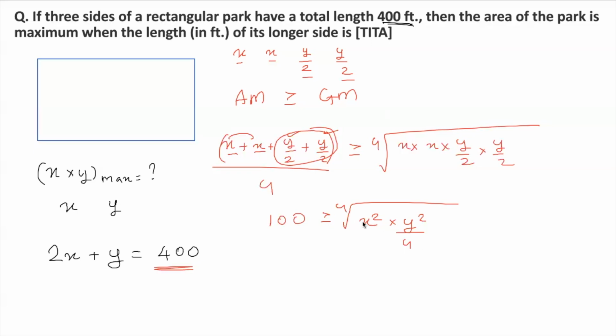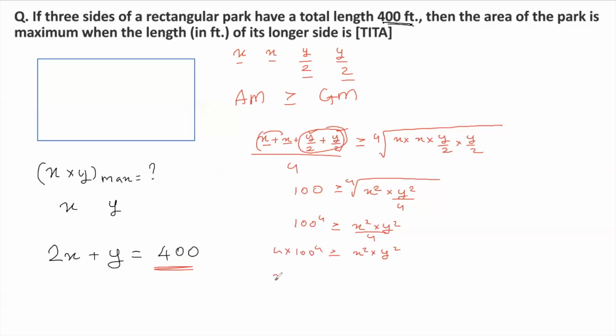So raising both sides to the power 4, we get 100 raised to 4 is greater than or equal to x square into y square divided by 4. Taking the 4 to that side, basically 4 into 100 raised to 4 is greater than or equal to x square into y square. Last step is we take square roots on both sides. So we'll get 2 into 100 raised to 2 is greater than or equal to x into y. But x into y signifies the area. So the maximum area shall be 2 into 100 square.